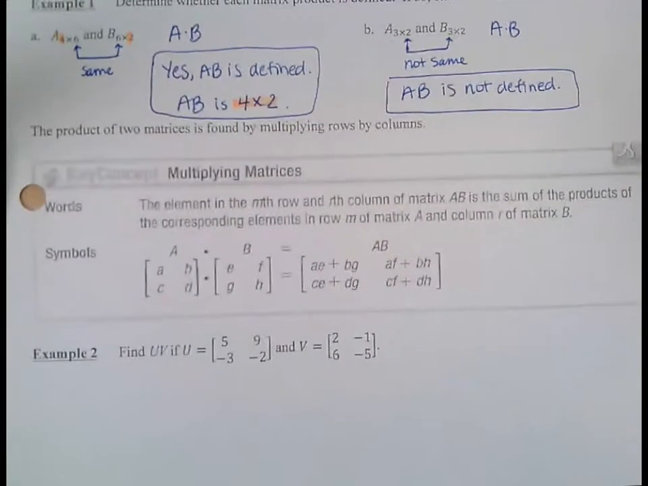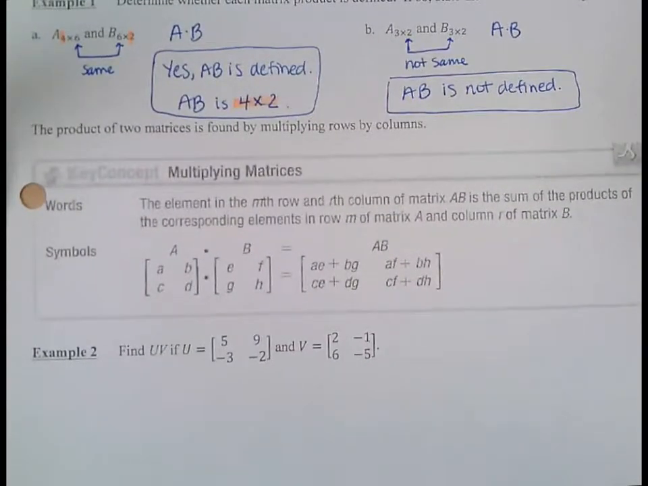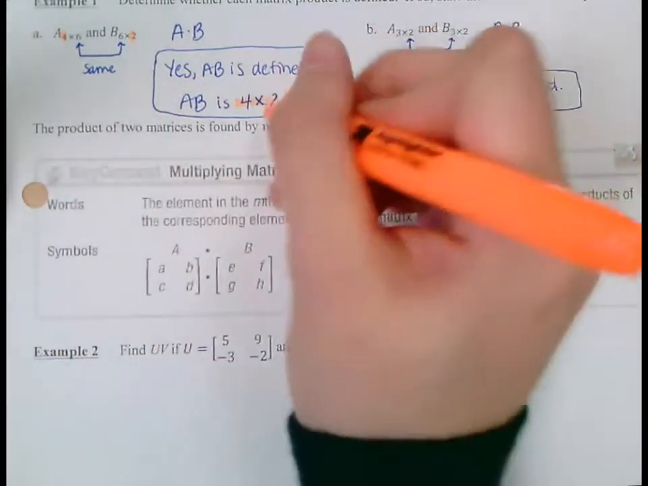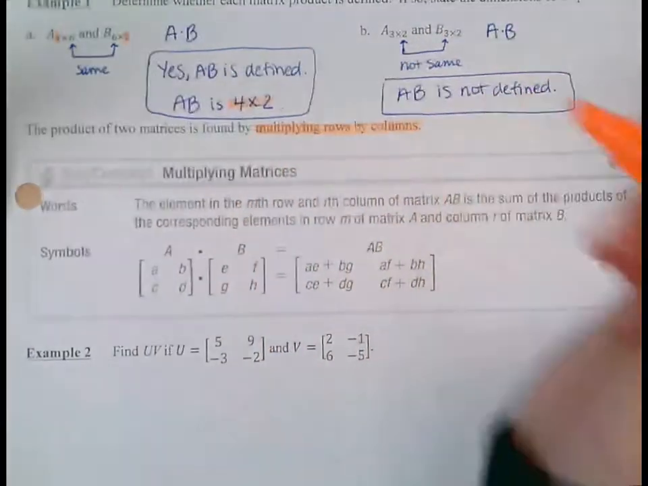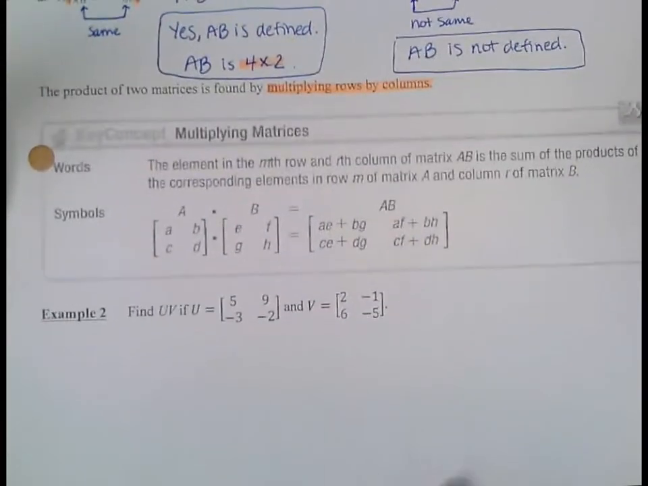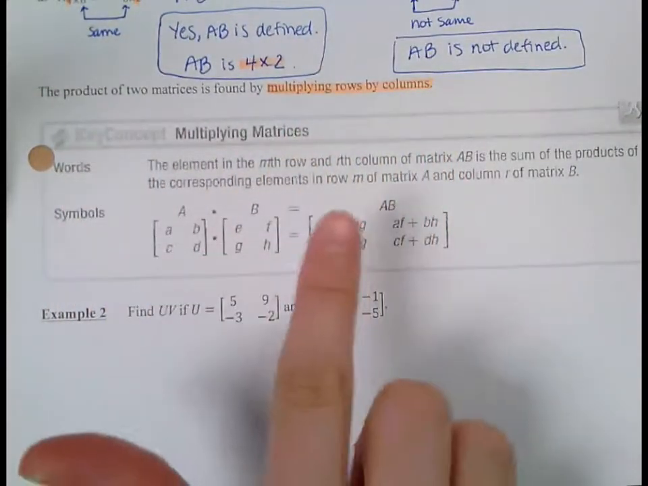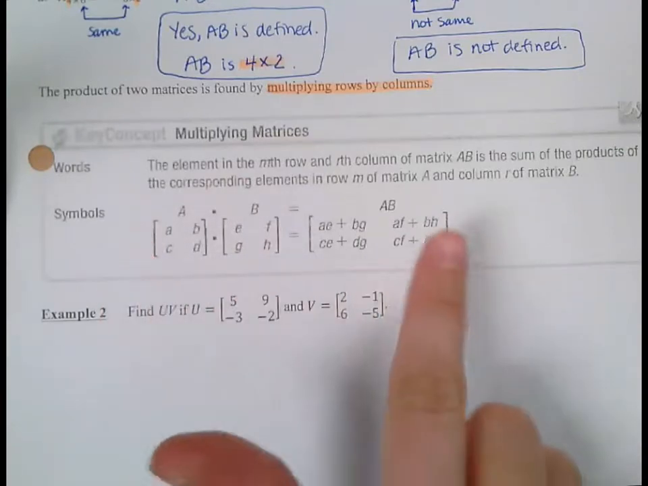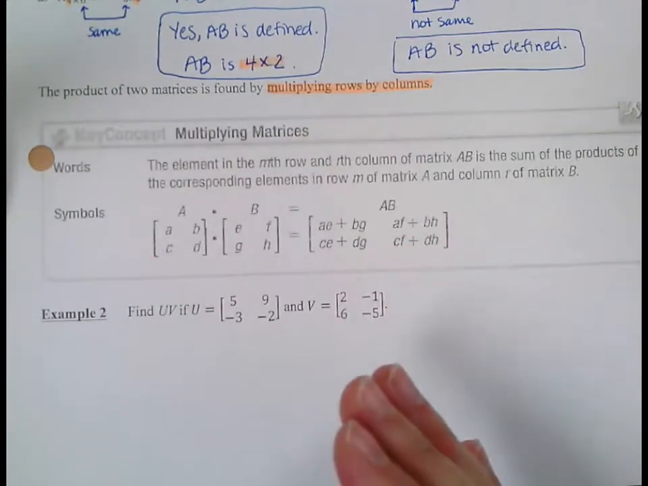So now, to actually multiply them, like I said, it's important you understand the process. It says the product of two matrices is found by multiplying rows by columns. That's how I describe it, multiply rows by columns. And I include this diagram. This is not a formula that you should spend any time trying to memorize. This is just to help you understand how to multiply.